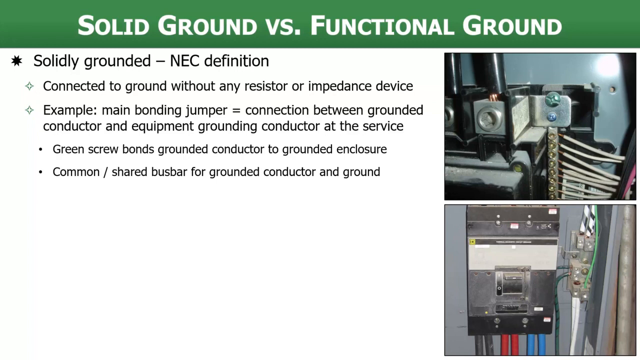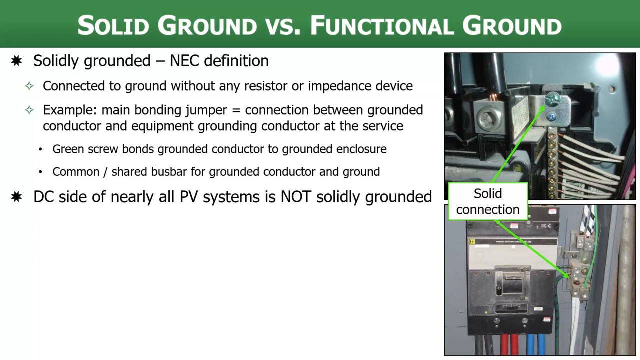And there's other examples you can see in this photo on the upper right side here. We have a green ground screw bonding the grounded conductor to the grounded enclosure. And then we also can see in the bottom photo, we have a common or shared bus bar for grounded conductors and ground. So these would be considered solid connections because they're bolted, physical, hard connections.